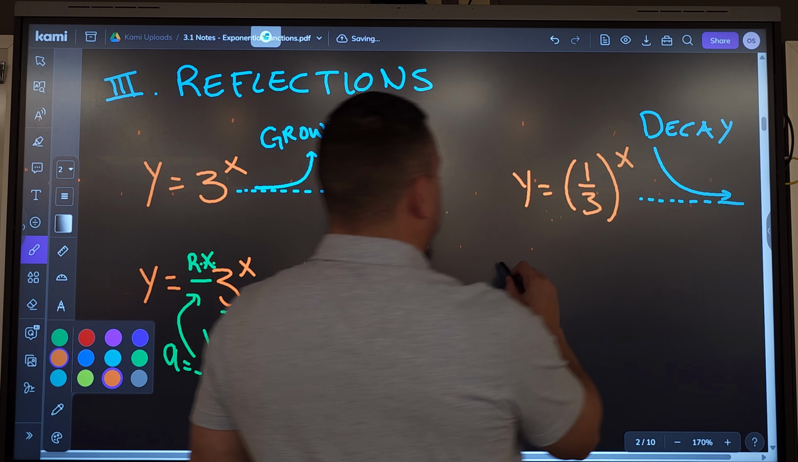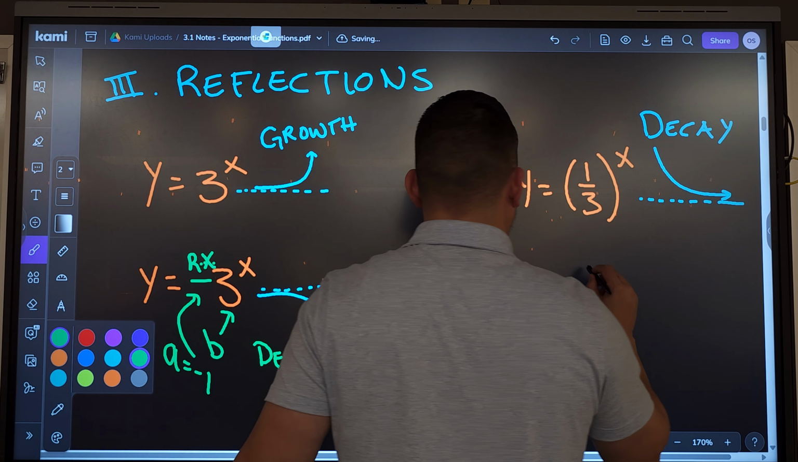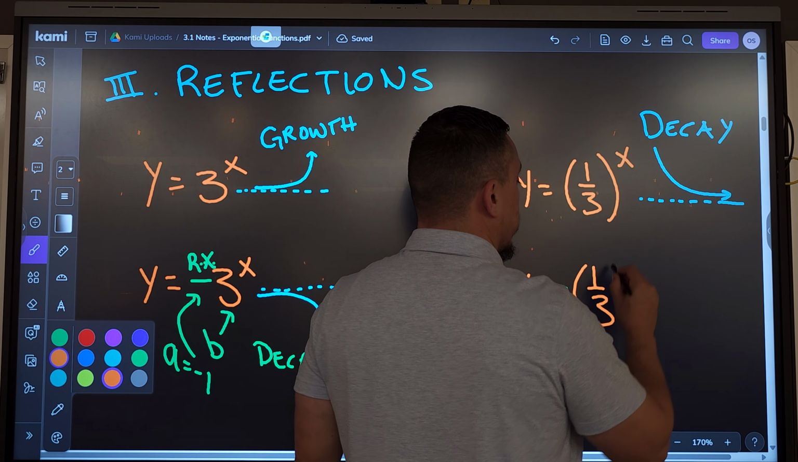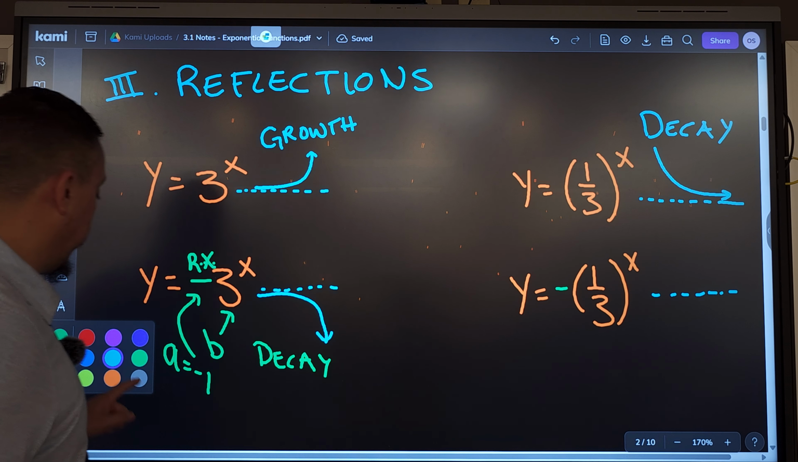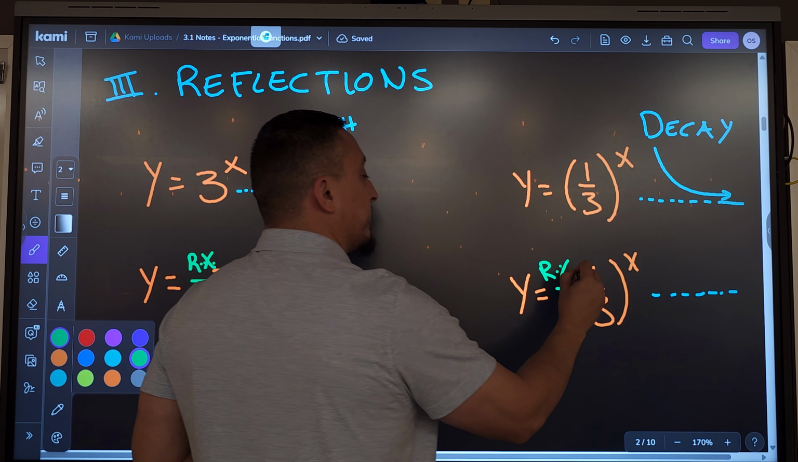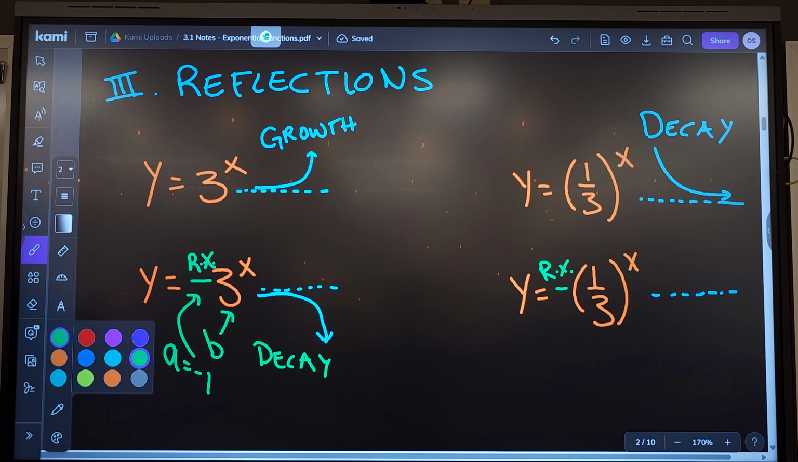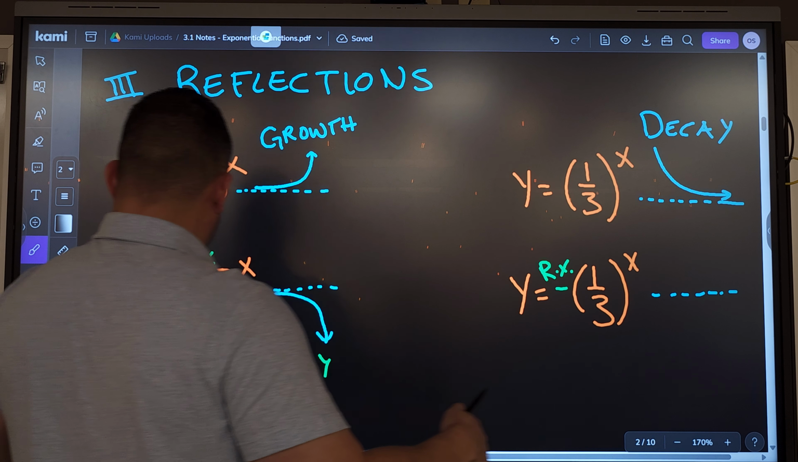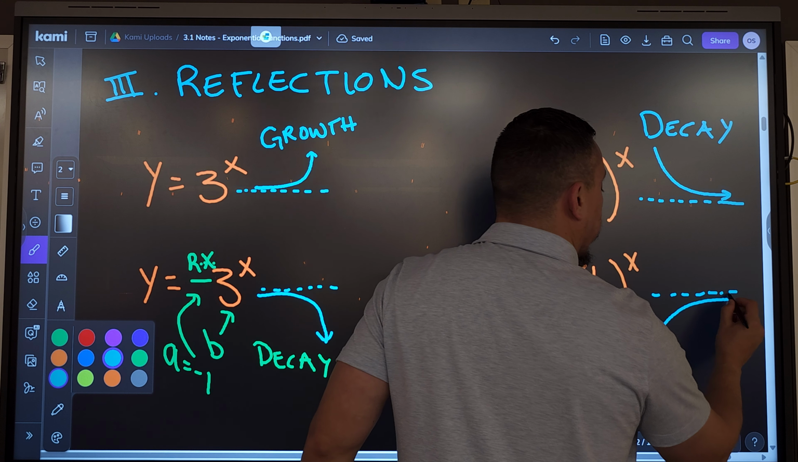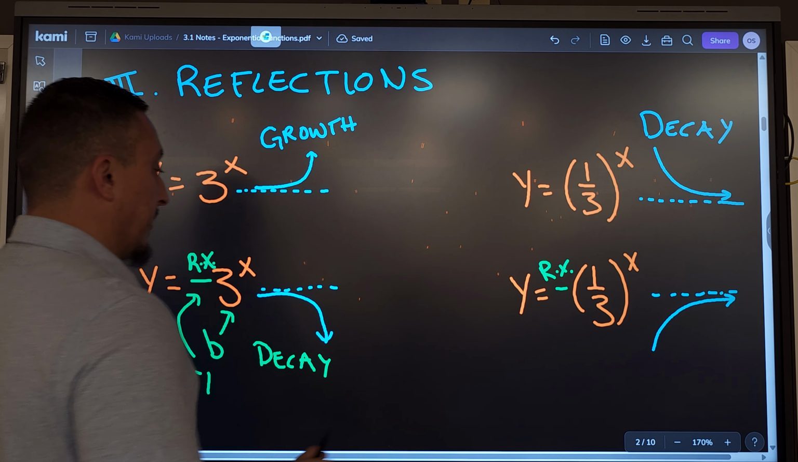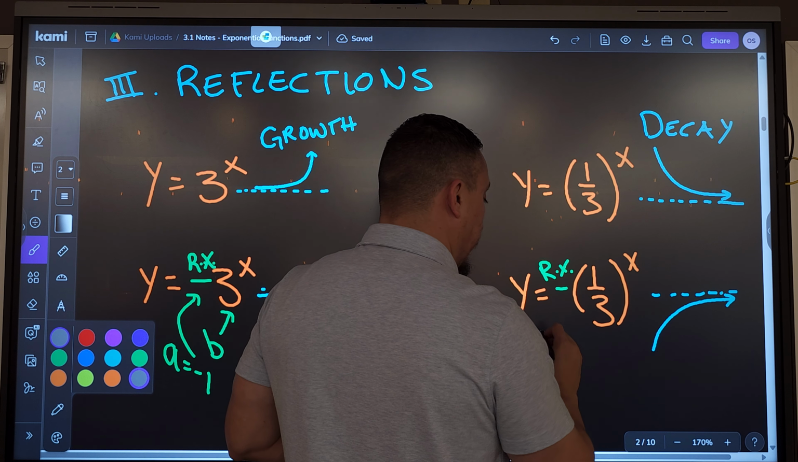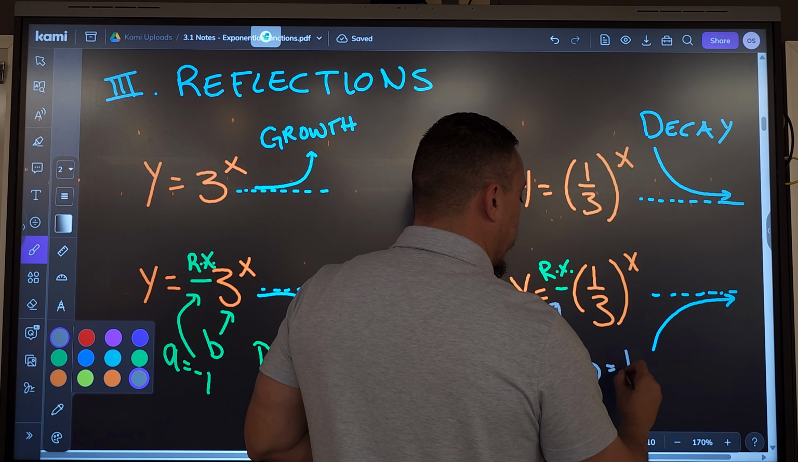okay? Same thing here. If I have y equals -(1/3) to the x, okay? It's going to reflect that over the x-axis. Now, can you picture that if you were to rotate it around that dotted line, that asymptote, okay? And so this is what it would look like. Right, it's flipped. It's like you fold it on that line, okay? And so again, for this one, my A would be -1, and my B would be 1/3.